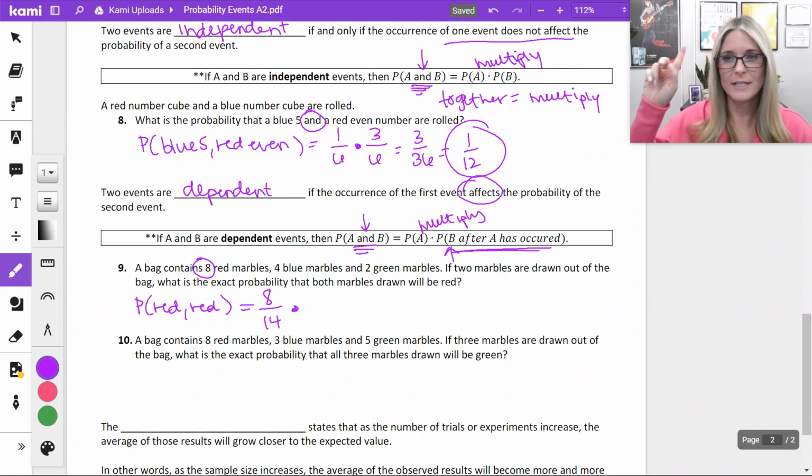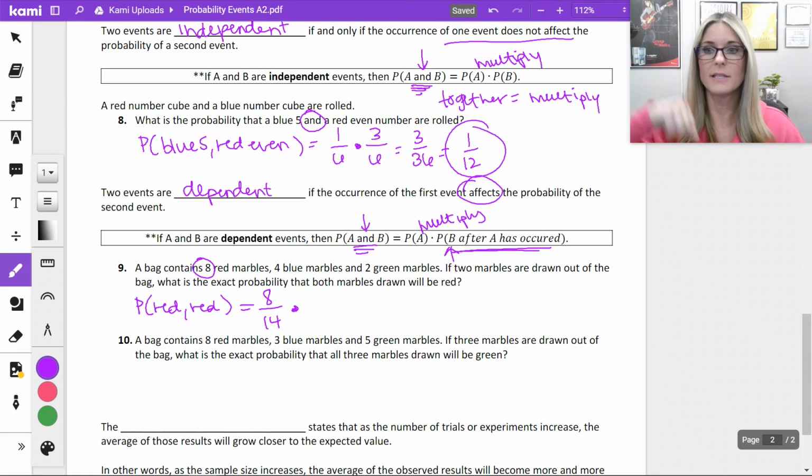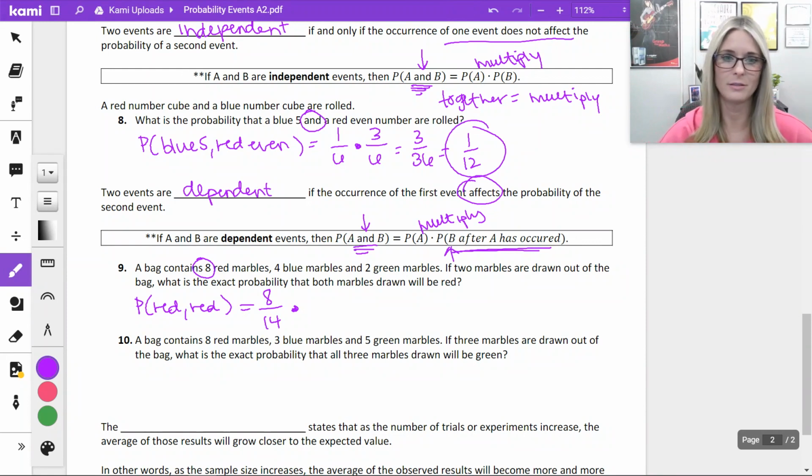Multiply. What's the chance that my next marble is going to be red? I already took one out and put it in my pocket. Going back to the bag, how many reds are left? 7. There are only 7 red marbles now in the bag for me to go and draw. How many total marbles are in there now? Because there's another one in my pocket I already took out. How many marbles are in the bag?